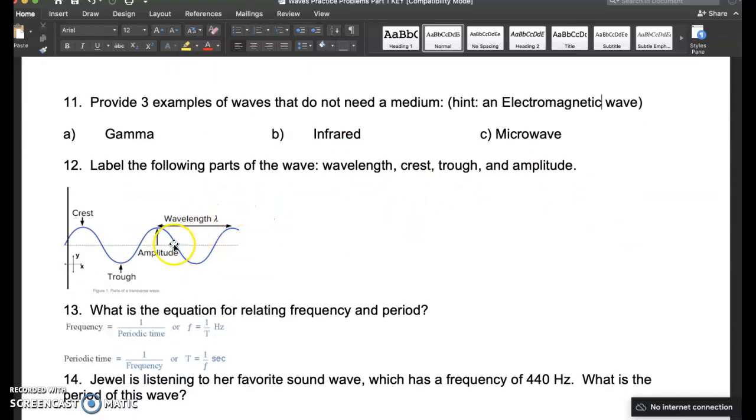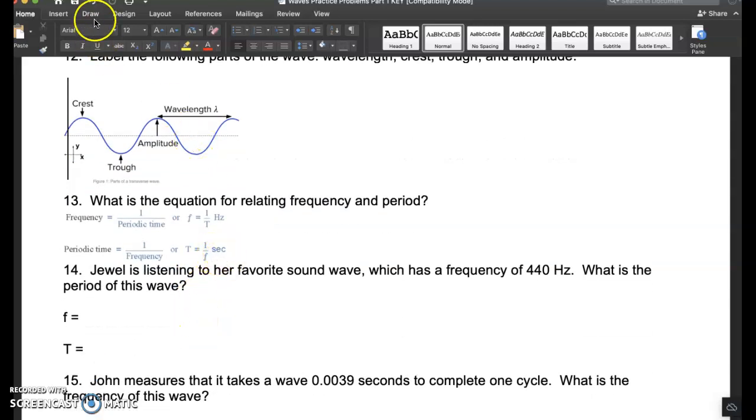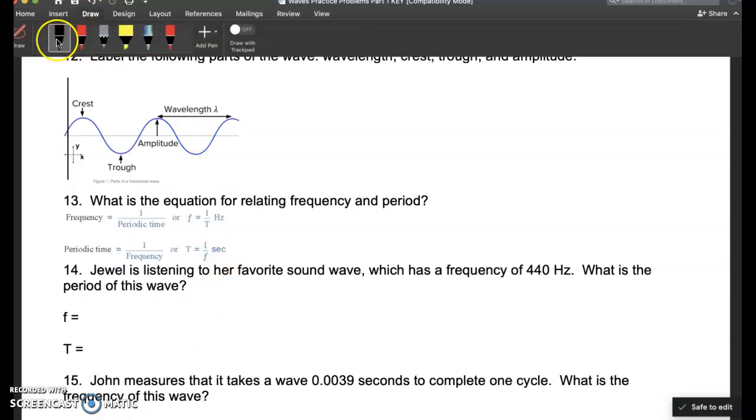So labeling the following points, remember wavelength, you can go crest to crest, trough to trough, or midpoint to midpoint as long as a full wave passes. Crest is the top, trough is the bottom. Amplitude is the extension from midpoint to crest or midpoint to trough. And here, just as a side note, frequency is 1 over period, or period is 1 over frequency.